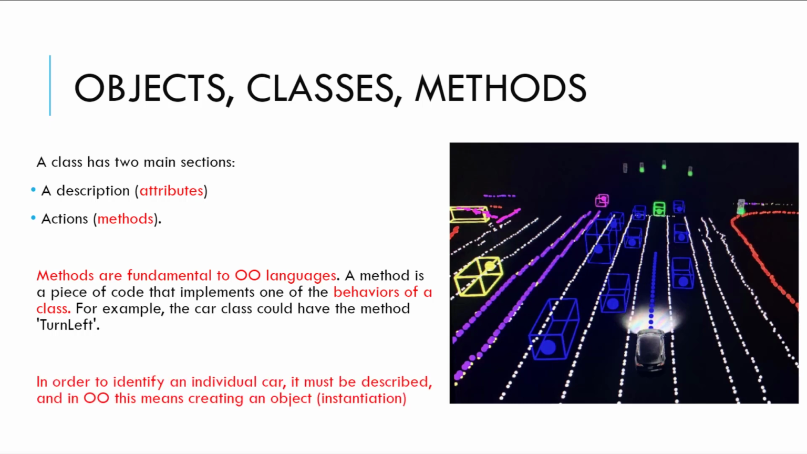And in order to identify an individual car, it must be described. And in object-oriented programming, this means creating an object. And when we create an object in object-oriented programming, we refer to that as instantiation. And the way I remember instantiation is thinking about a class is born from a parent class. And it applies the same to you. You were born from your parents, so you were instantiated from your parents.